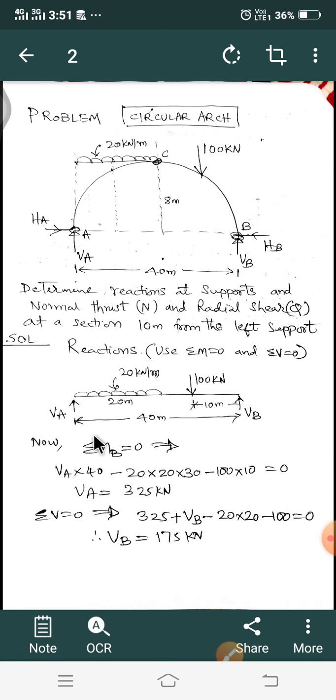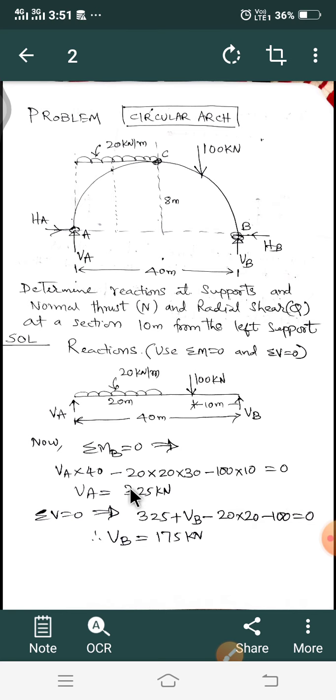Now you find out the reactions. So sigma MB equal to 0, that is, take moments of all the forces about the point B and equate it to 0. You are going to get VA, which is 325 kN. Now sigma V is equal to 0, that is, upward force minus total downward force must be equal to 0.